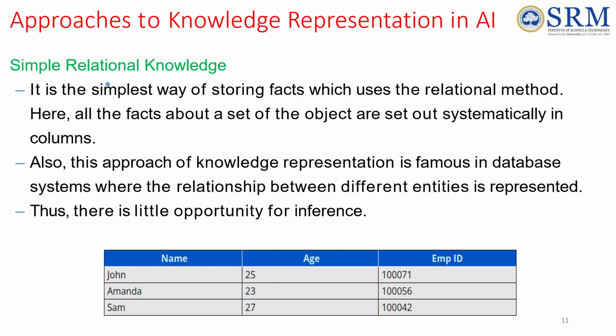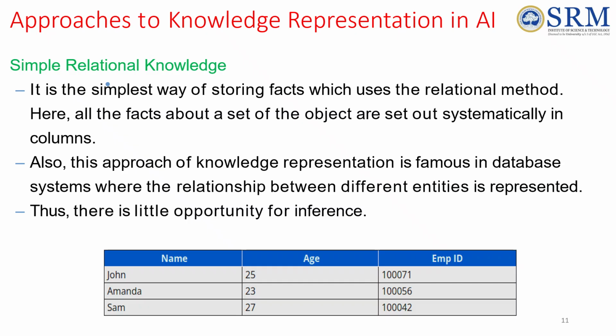Each row represents an object or entity, and each column represents an attribute or property of the object. For example, student ID, name, age and course. So there will be different types of parameters. Objects are represented as students. Attributes are represented as student ID, name, age and course. So the knowledge is stored systematically in a tabular form.